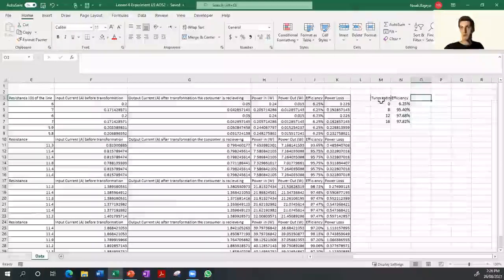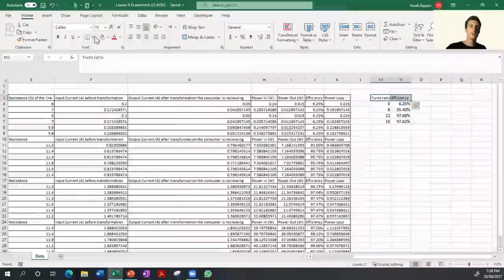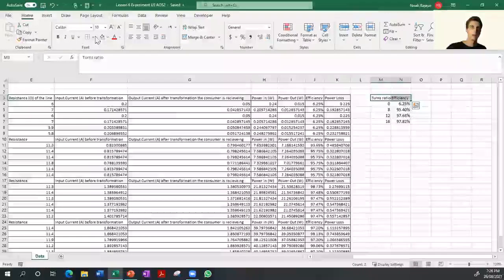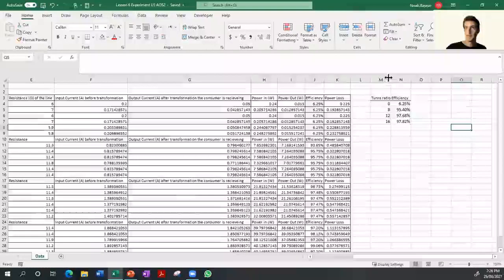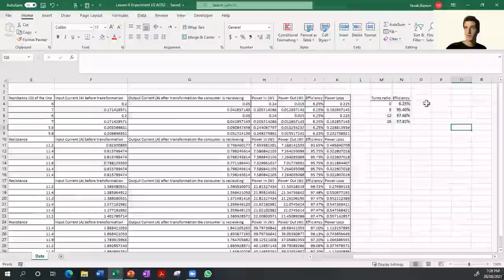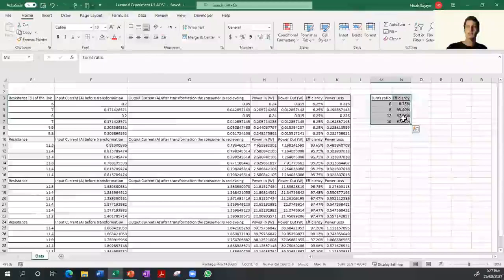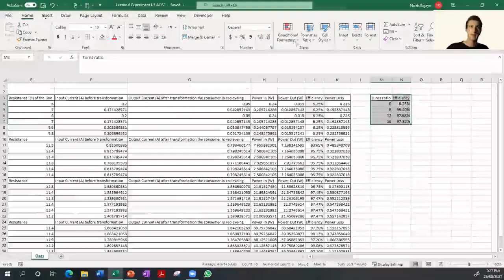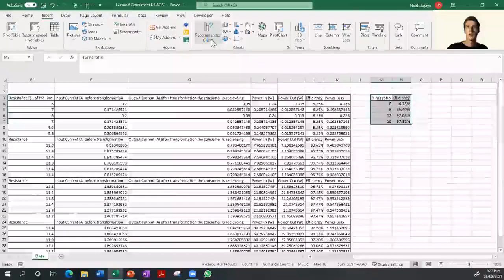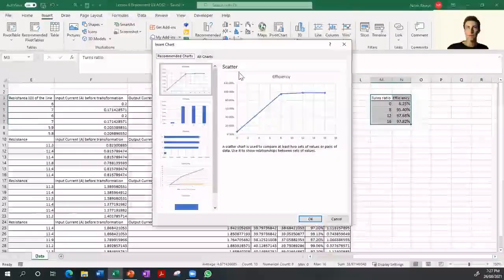There we go. And I'm going to get rid of the borders because that's pretty irritating, and maybe put a bottom border there. So that gives us a little bit of an indication. If we were to plot that, which we're about to do now, then we will find some interesting data.